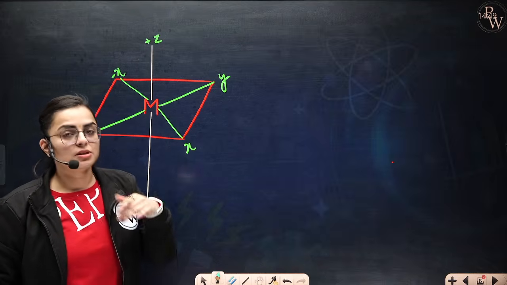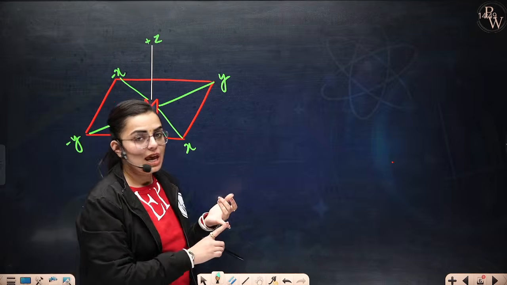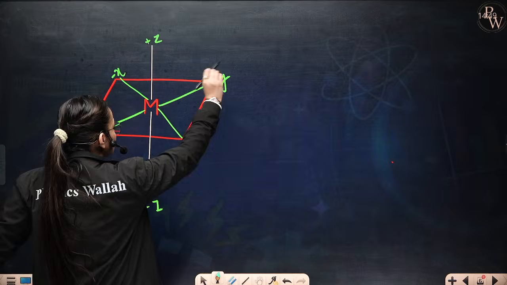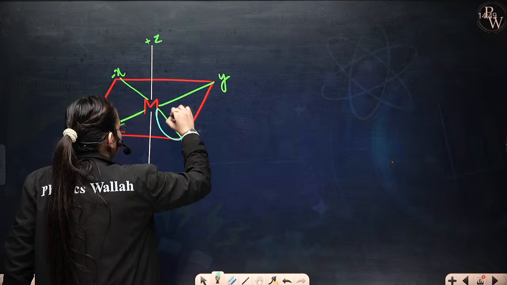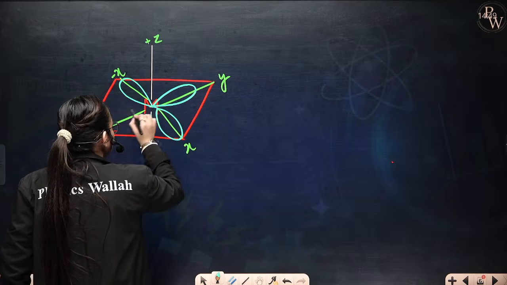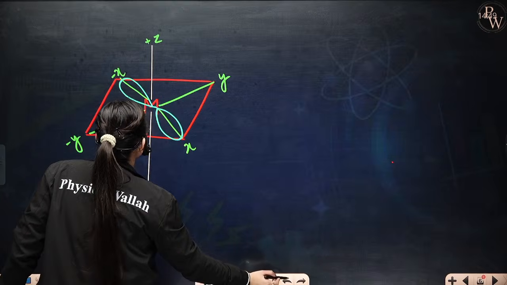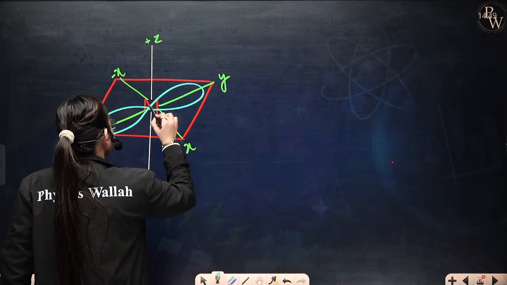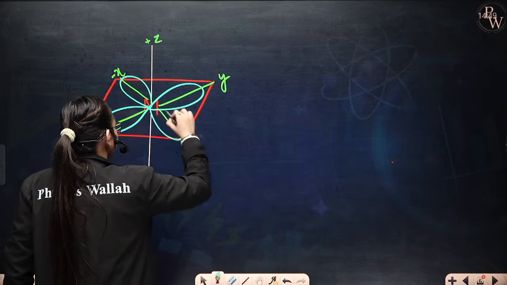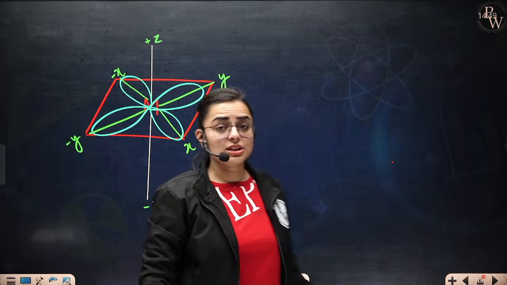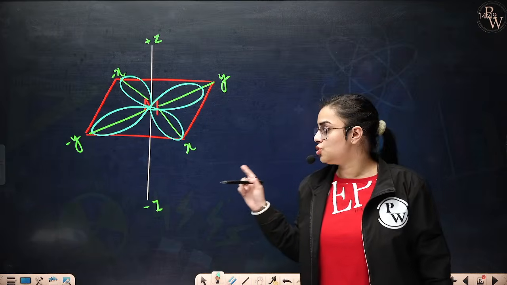Which d orbital? You know that dx square y square and dz square lie on the axis. So if I'm going to draw the dx square y square, it will lie on the x axis and the lobes will lie on the y-axis and on the x-axis respectively. Like this, they are lying on the axis. Now I have made the x square y square.